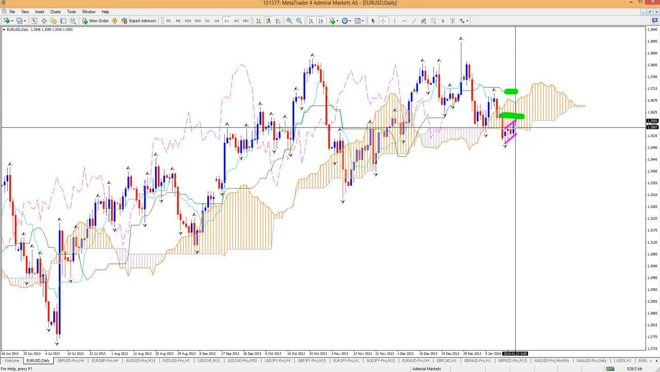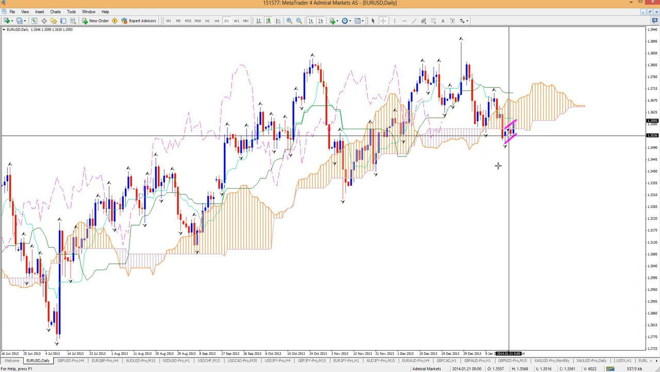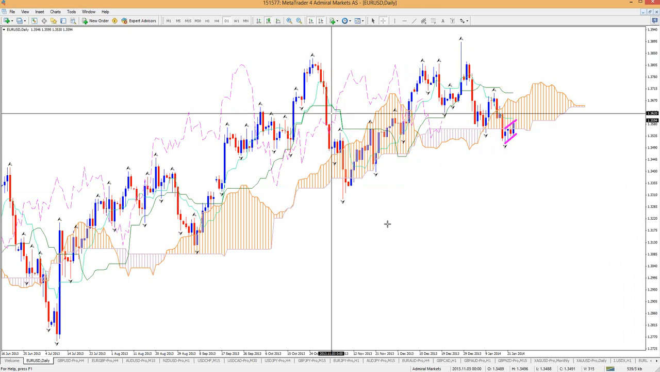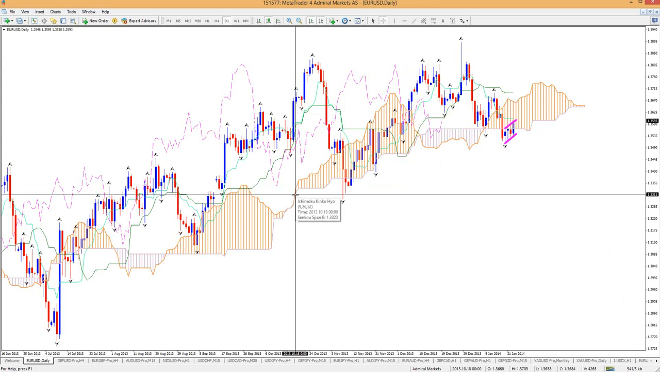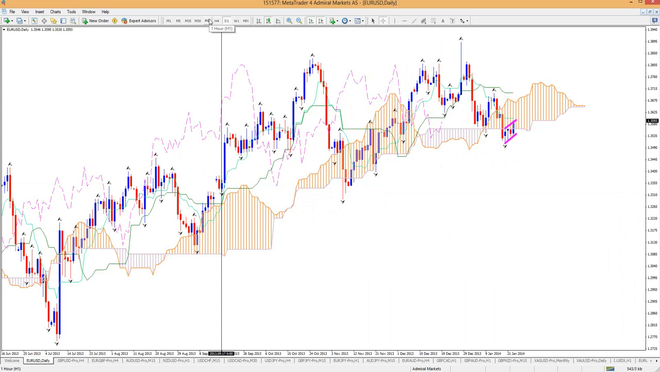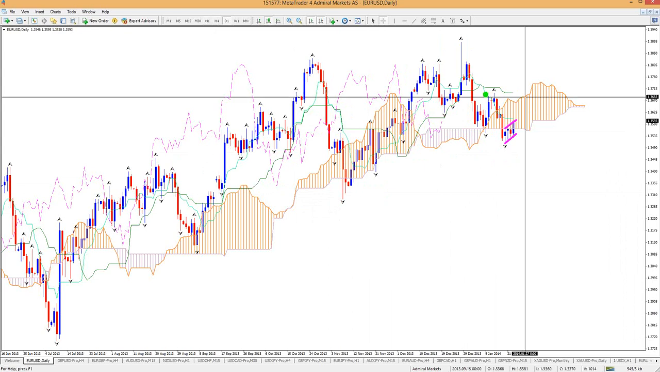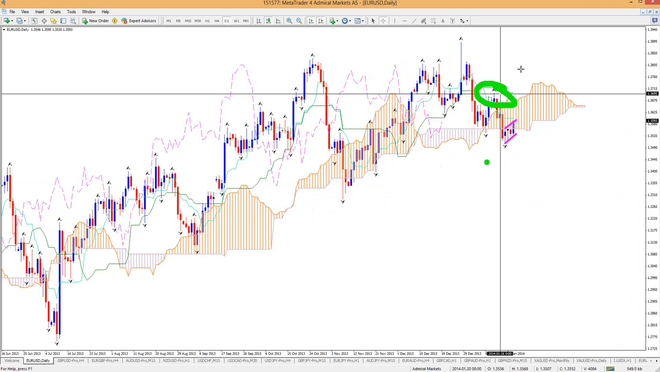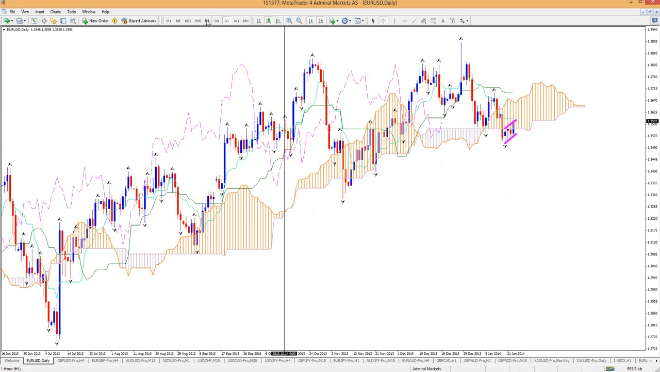Tenkan is flat, Kijun is flat, and the Chikou span is above the cloud still. Forgive me if I say any of these names wrong, but I hope I say them right. There could be some wall of resistance here also in the cloud, and the horizontal level at around 137.